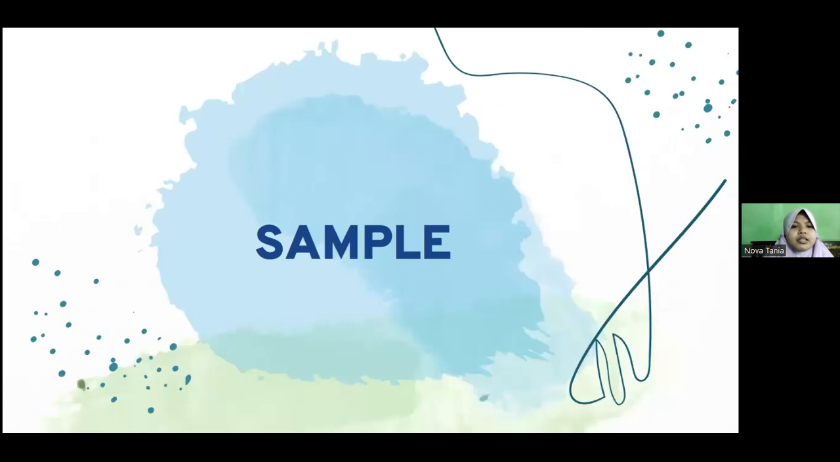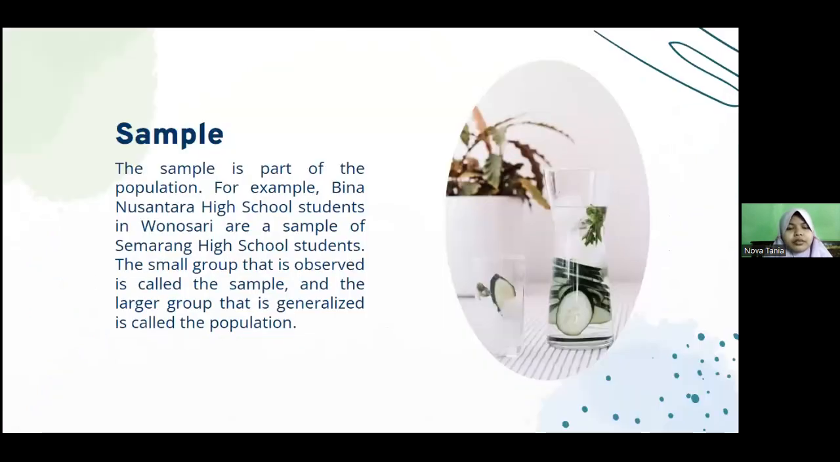Next, this part is about the sample. The sample is part of the population. For example, Bina Nusantara High School students in Wonosari are a sample of Semarang High School students. The small group that is observed is called the sample, and the larger group that is generalized is called the population.